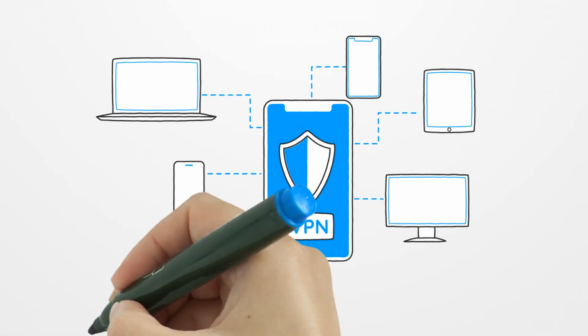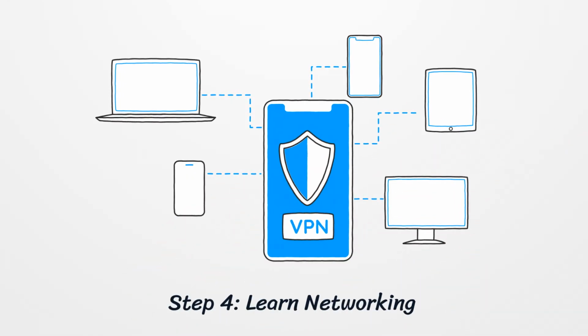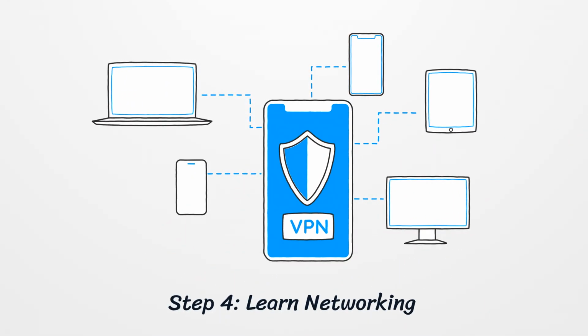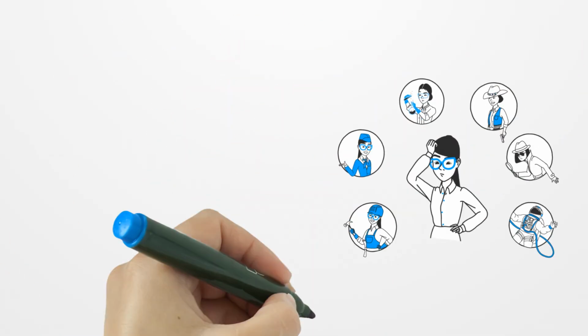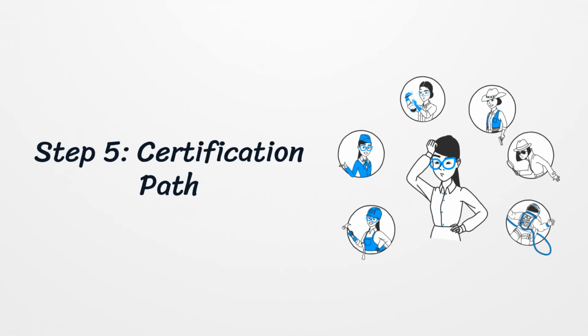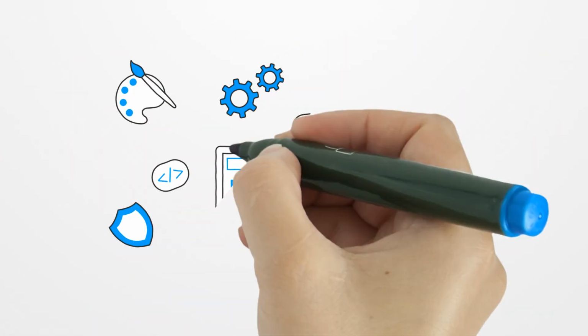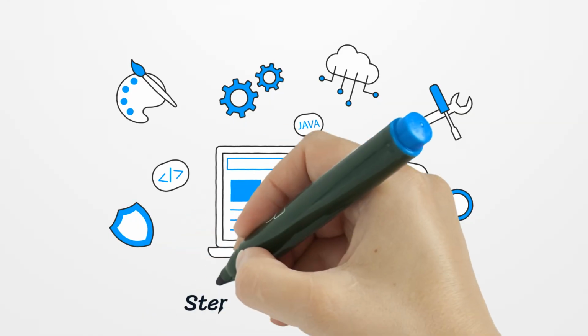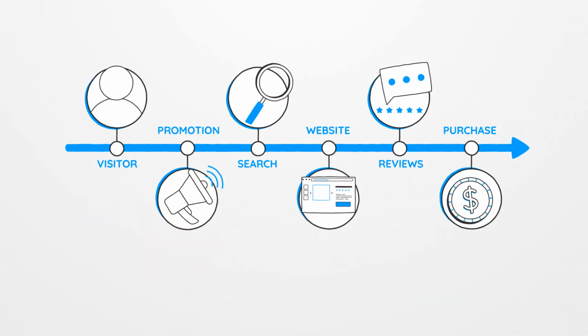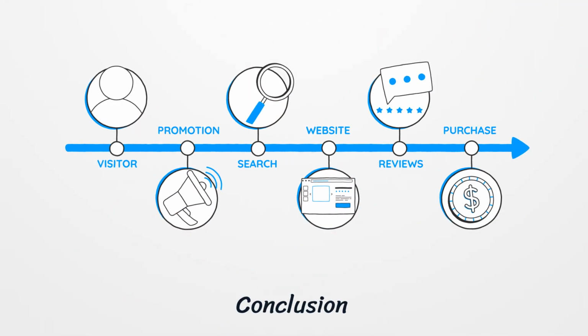Understand VPC, load balancers, and how applications connect in the cloud. Start with AWS Certified Cloud Practitioner, then move to Solutions Architect. Build real projects like hosting a website, creating APIs, or deploying apps. AWS may seem complex, but step-by-step learning makes it simple.